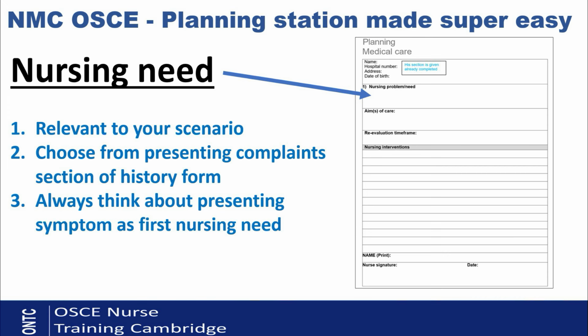The top section is about patient details. That's already completed, so you don't need to worry about it. You need to start from the nursing needs section. So what do we write in this part of the care plan? Well, it's quite obvious that you need to write clearly a nursing need or a nursing problem of your patient. For the 2 care plans, you need to choose one nursing need for the first care plan and a second one for the second care plan.